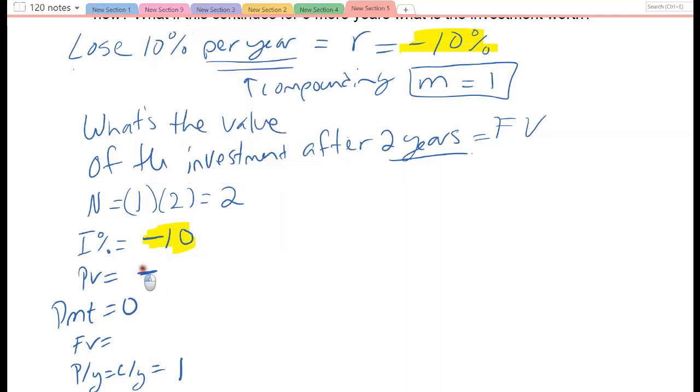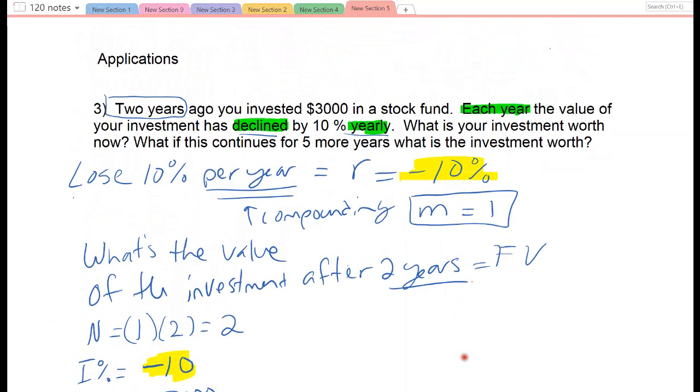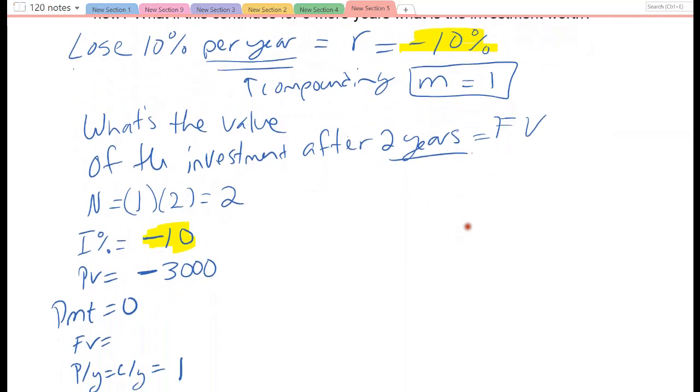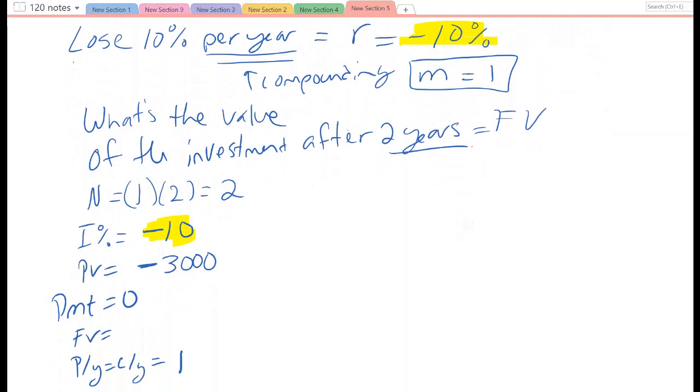And then the present value is also negative because of that $3,000 I initially invested, right? $3,000 was my initial amount, my present value. I took that $3,000 out of my pocket and put it into the stock market. While it's in the stock market for that first 2 years, I don't touch it. I can't spend it, I can't do anything with it, so it's a negative amount there. Future value is what we're going to solve for.